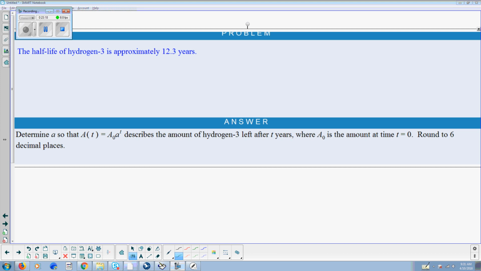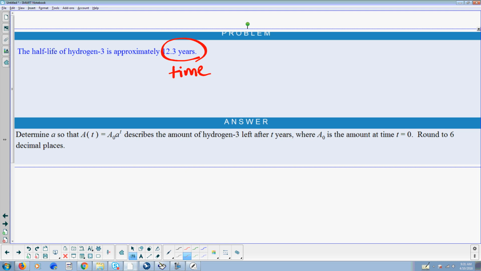Okay, this next question tells me that the half-life of hydrogen-3 is approximately 12.3 years. I need to know that. This is a time. Okay, then it gives me a formula down here. Determine little a so that A of t, or the amount after time, equals the initial amount times little a raised to the t power. That's describing the amount of hydrogen-3 left after t years, where A sub 0 is the amount at time 0, or the initial amount. And we're going to round little a to 6 decimal places.